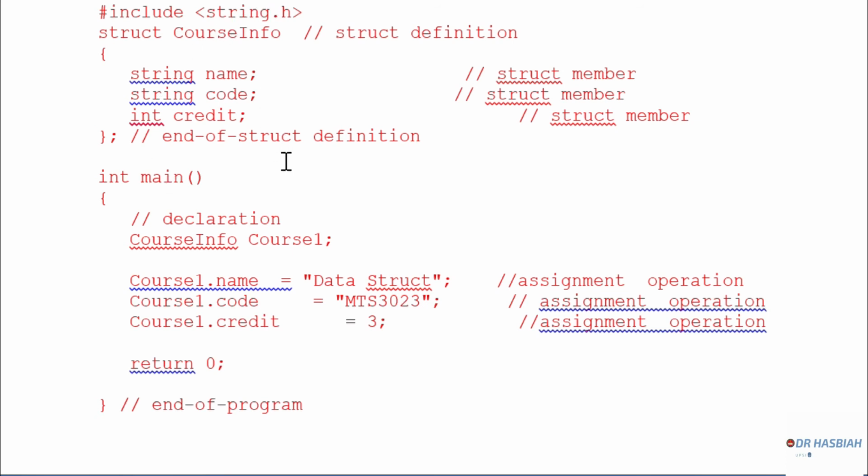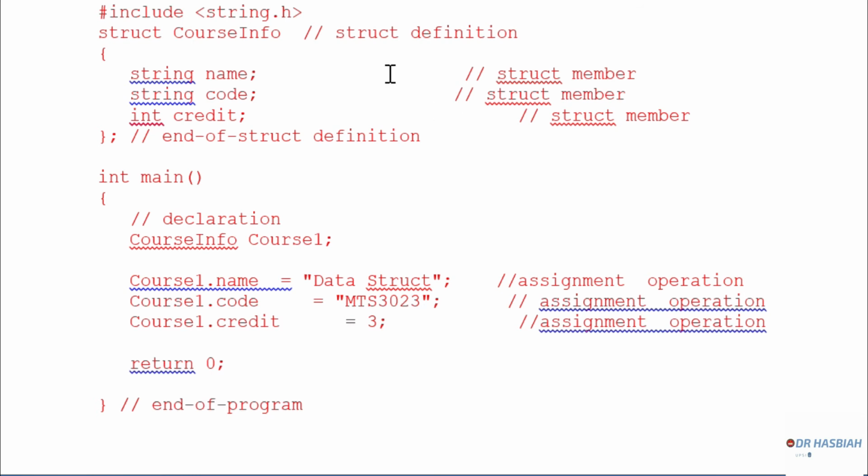Now, like we said just now, in order to use the struct, first you have to do the struct definition. So let's say we use the same example. You use here struct cost info. I put the comment here, struct definition, and then open and close braces, semicolon, end of struct definition. So we have name string, code string, and then credit integer. All these are the struct members. I put the comments here: struct member, struct member, struct member.